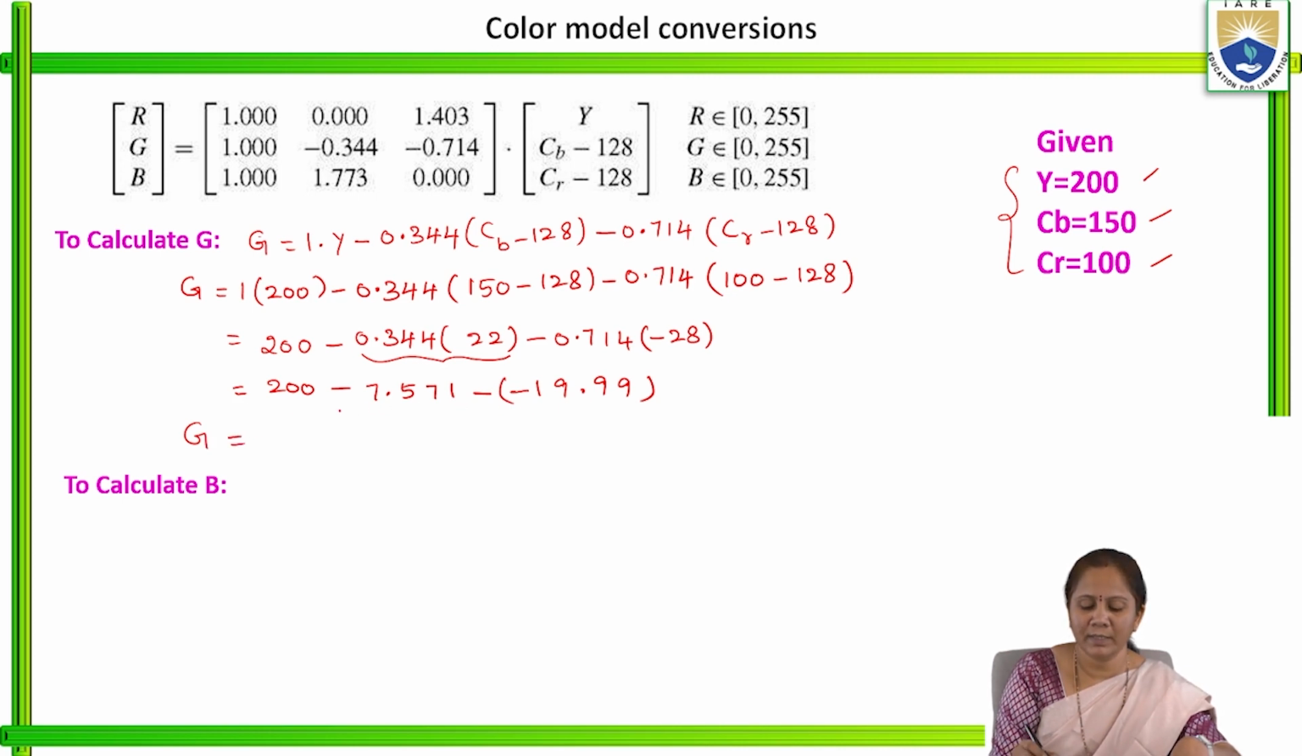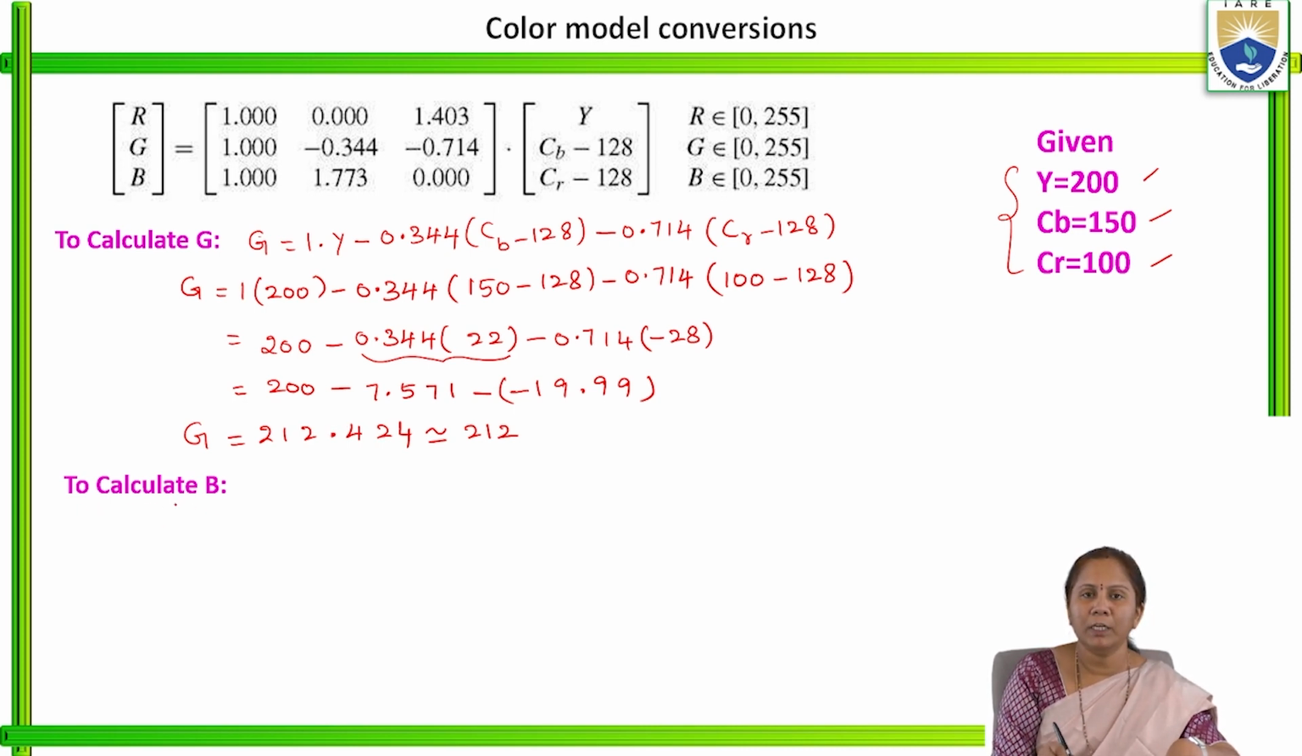So after simplifying this, the final value of G will be equal to 212.424, which is approximately equal to 212 because it is less than 0.5.